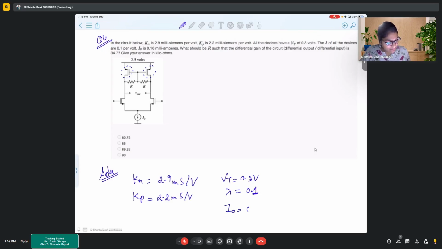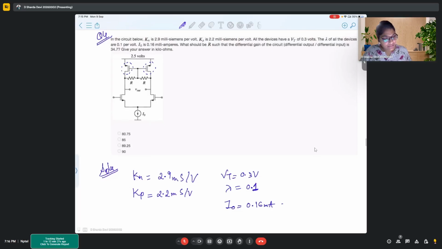I naught is 0.16 milliamps. What should be R such that the differential gain of the circuit AD is 34.7? If there is no unit mentioned, that means volt by volt. Okay?